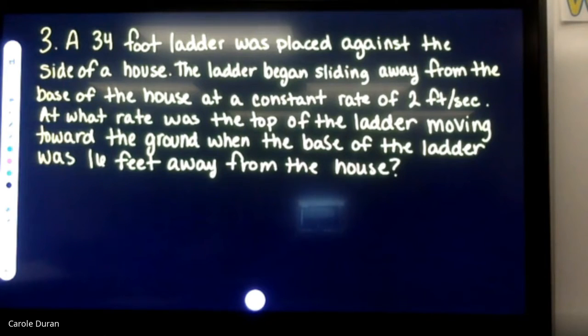Okay, a 34-foot ladder was placed against the side of a house. The ladder began sliding away from the base of the house at a constant rate of 2 feet per second. At what rate was the top of the ladder moving toward the ground when the base of the ladder was 16 feet away from the house? Well, it's something on top of that, it's faster than 2 feet a second.